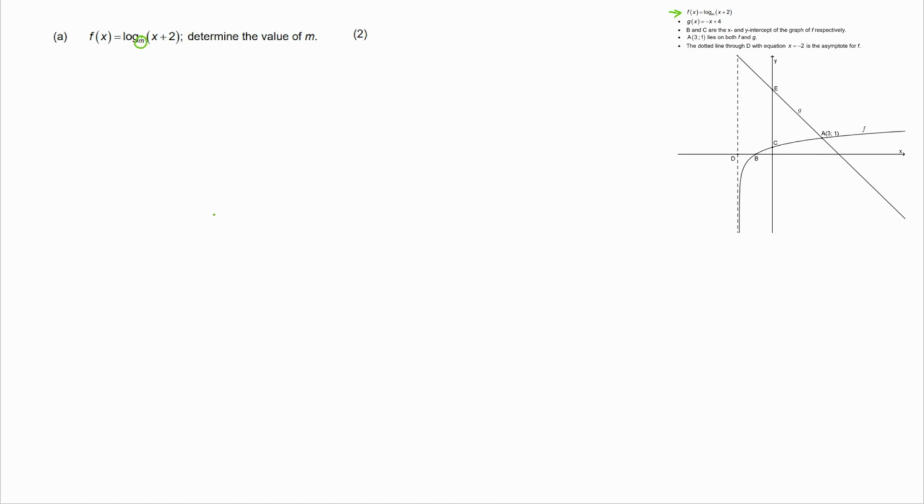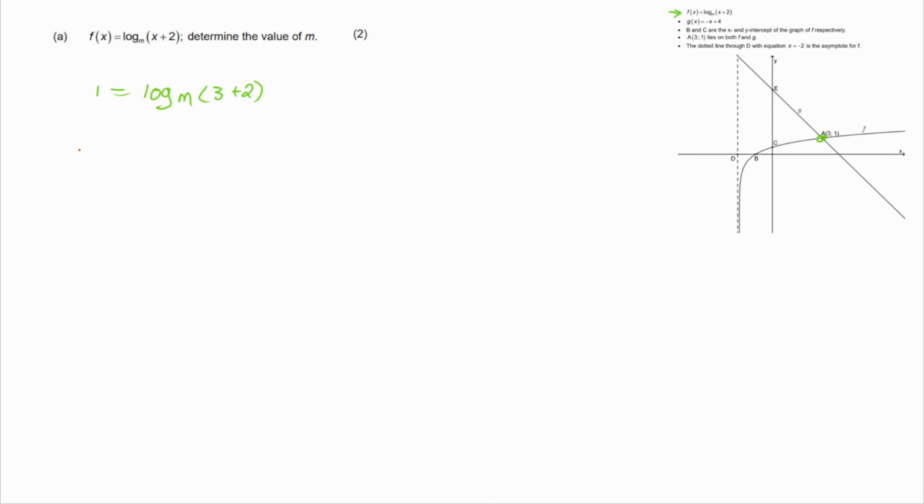Sorry, I skipped the question there. What we need to do here is solve for m. There's one unknown, but what we can do is plug in a point. So let's try plugging in a point. If we plug in 1 is equal to log m of (x plus 2), like that, all right?